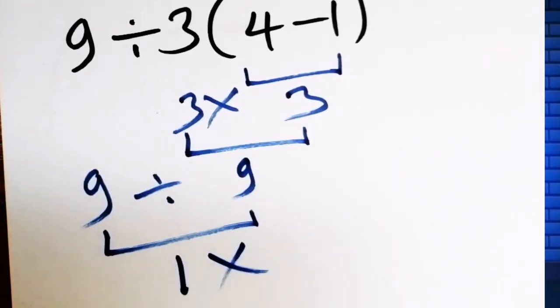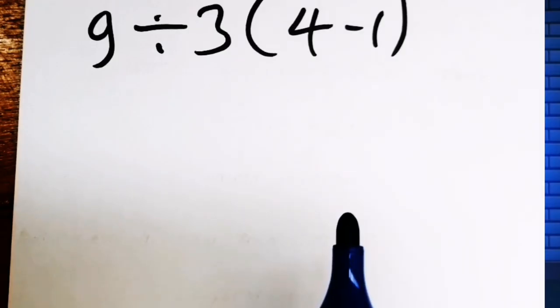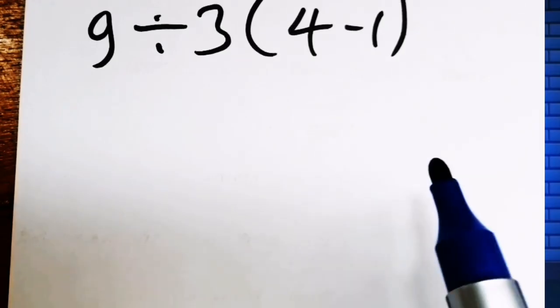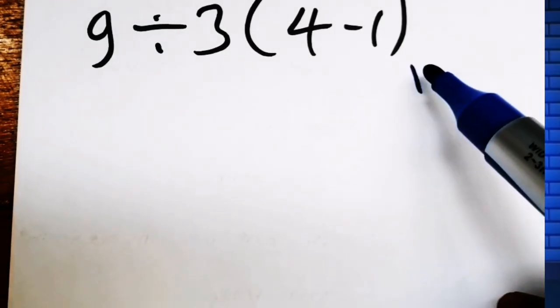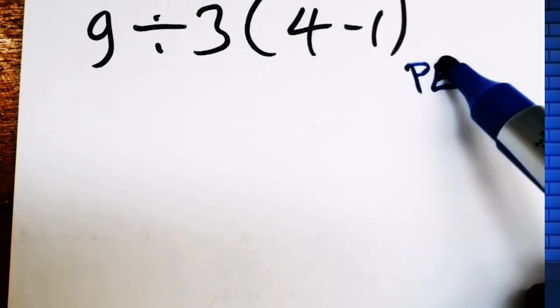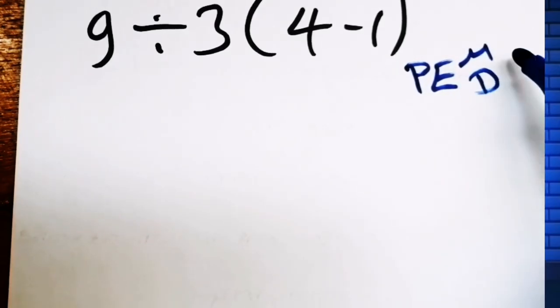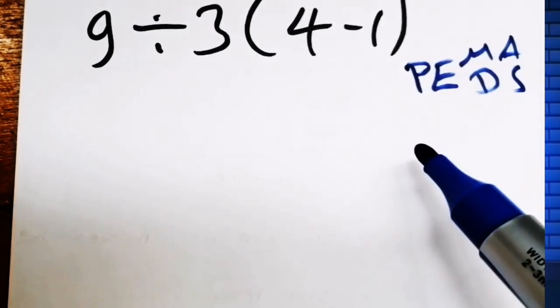But this answer is not correct, because according to the order of operations PEMDAS, first we have to do parentheses, then exponent, then multiplication or division, and finally addition or subtraction.